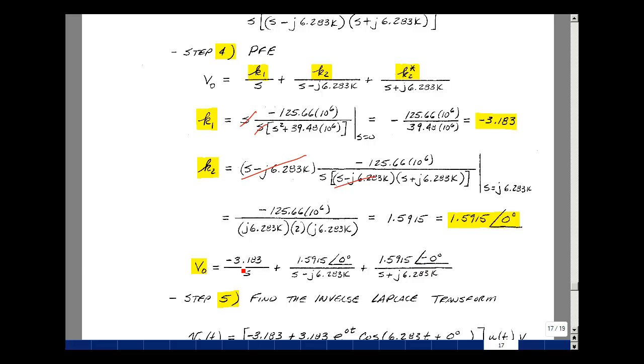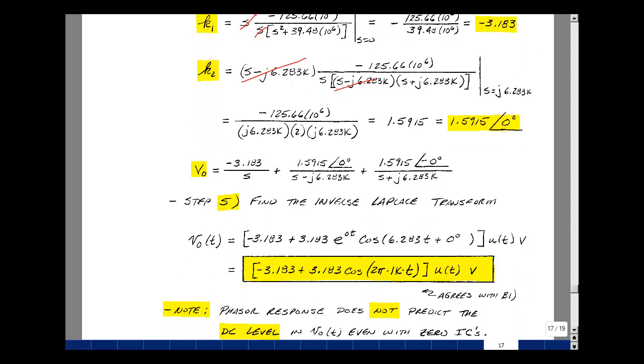Now we can add our k1 over s, k2 over s minus j 6.283k, plus k2 conjugate over s plus j 6.283k. Our next step is to find the inverse Laplace transform. As we've shown previously, this is a step function whose strength is minus 3.813, and then this term together is a cosine of the frequency 2 pi times 1k, which is the 6.283k. The value we have out here in front is twice the magnitude of k, so that's 3.183, and then all of this is multiplied by u of t. This is the same equation we had in part B1.